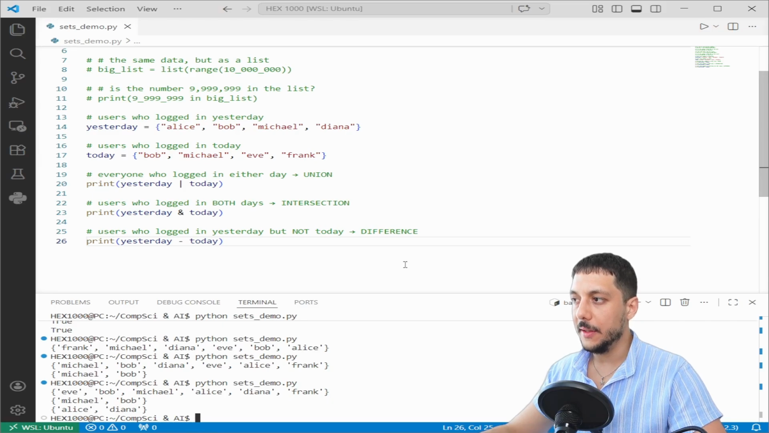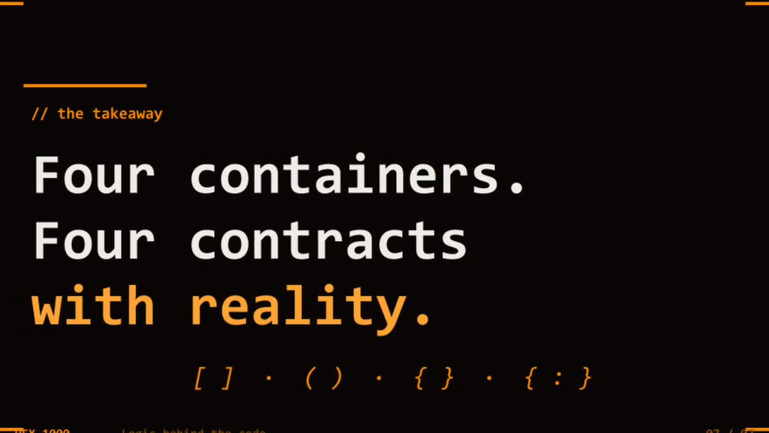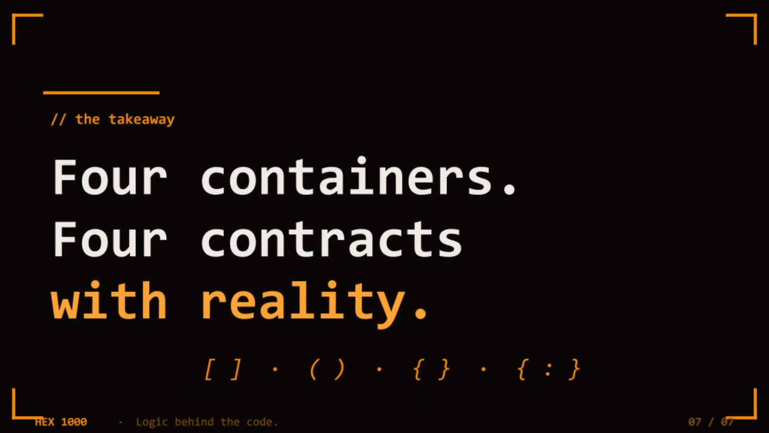If you wrote this with lists, you would write nested loops, manual checks, dozens of lines. Sets give you the operators because the math itself was already invented. Python just exposed it. So now we have 4 containers in Python: lists, tuples, sets, dictionaries. And every beginner asks the same question: which one should I use? There's a simple way to decide.